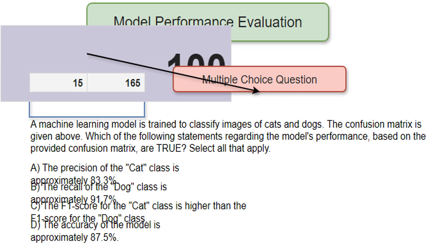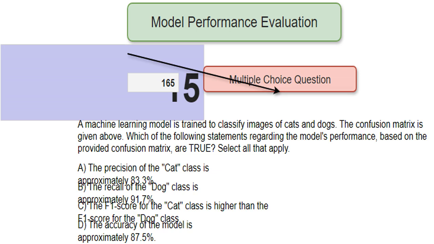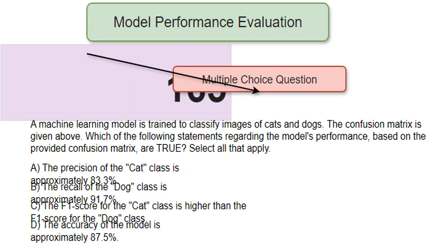This is the number of true positives for cats. The model correctly identified 100 cats. This is the number of false negatives for cats. The model incorrectly classified 20 cats as dogs. This is the number of false positives for dogs. The model mistakenly identified 15 dogs as cats. This is the number of true positives for dogs. The model correctly identified 165 dogs.